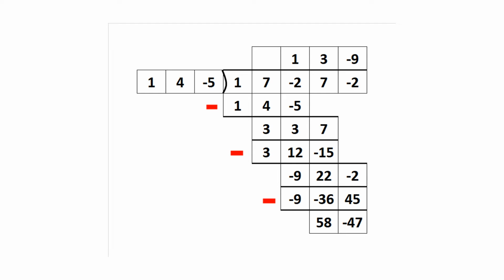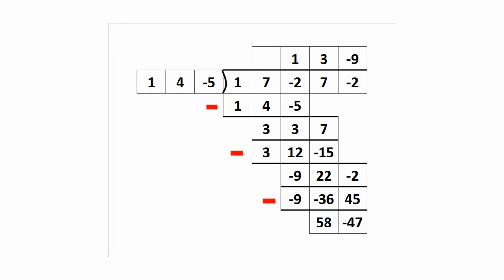Here we have a division. We're going to divide x squared plus 4x minus 5 into x to the 4 plus 7x cubed minus 2x squared plus 7x minus 2. But we've shown it as tuples. Now, 1, 4, negative 5 is a 3 tuple. 3 tuples go into 3 tuples. So the first number in the quotient will be above the negative 2.